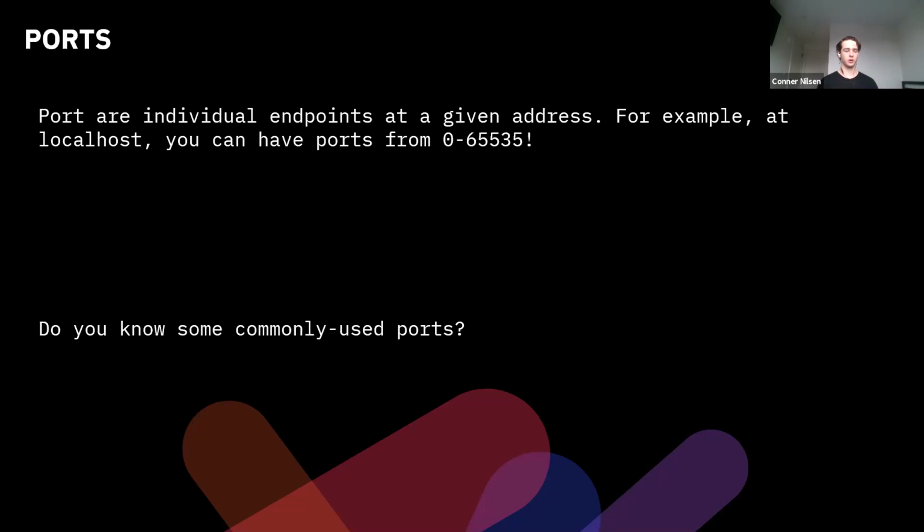If you do try to have two programs sharing the same port, the second one that attempts to use it will get an error and probably shut down. They can range from 0 to 65,535, which is a huge range. And the ones ranging from 0 to 1024 are commonly referred to as the well-known port numbers. Does anyone know some commonly used ports on your computer? Has anyone seen any ports before? Or heard of anyone? Yeah, Boban said 80.